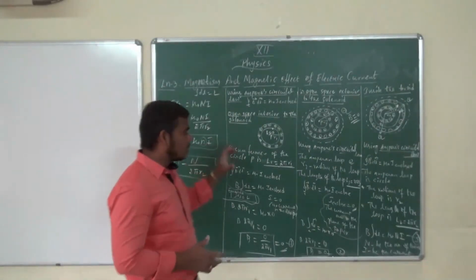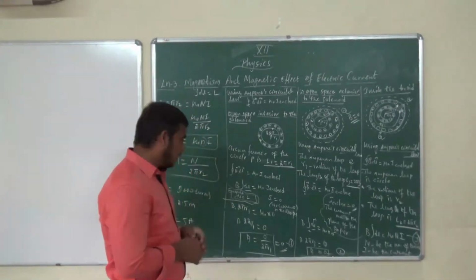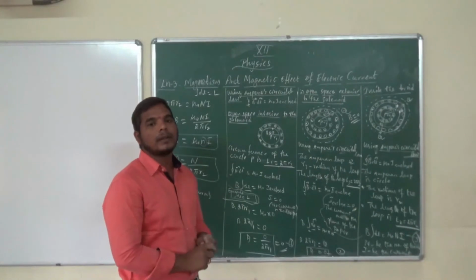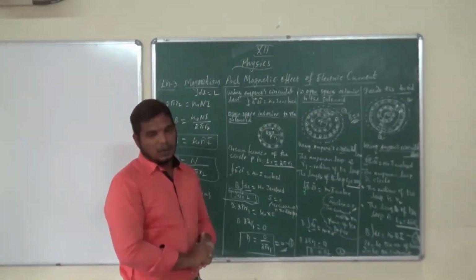So the last difficult question: the magnetic field is zero when there is no current in the Ampere loop or toroid.